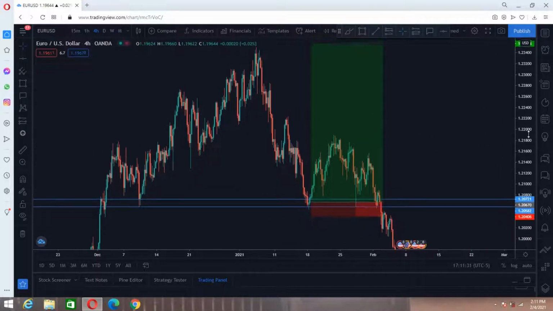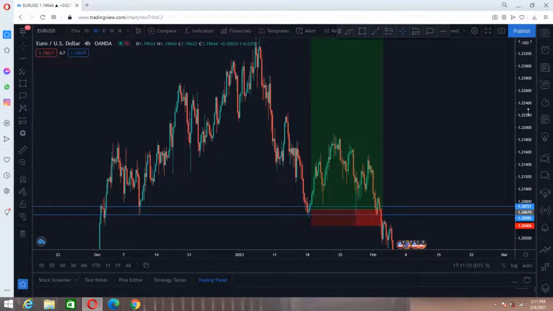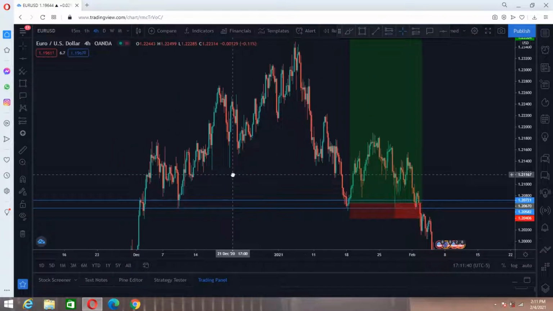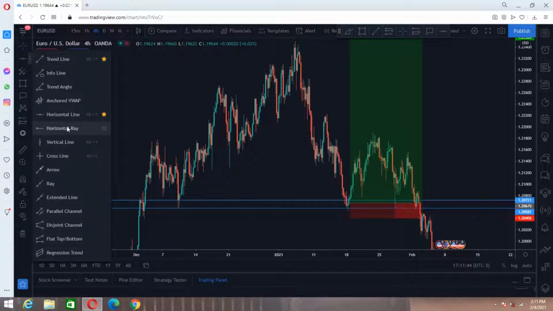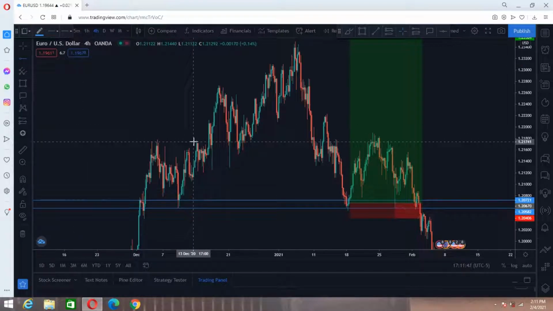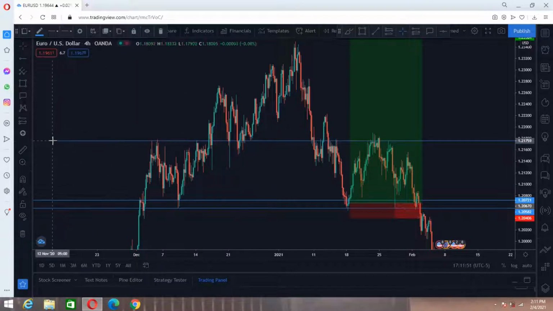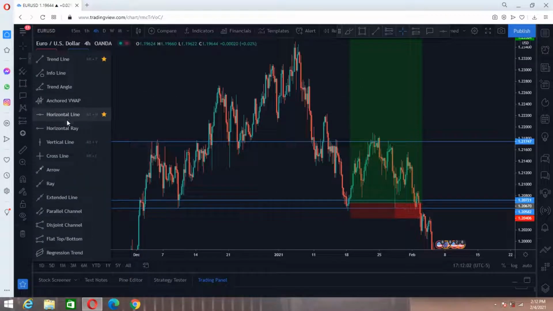So I normally use this. I combine it with the patterns that I trade with. So normally I trade with patterns, so I also use that. Now I'm going to show you the resistance line. This was for the support, now it's for resistance. So sometimes it gets tricky.